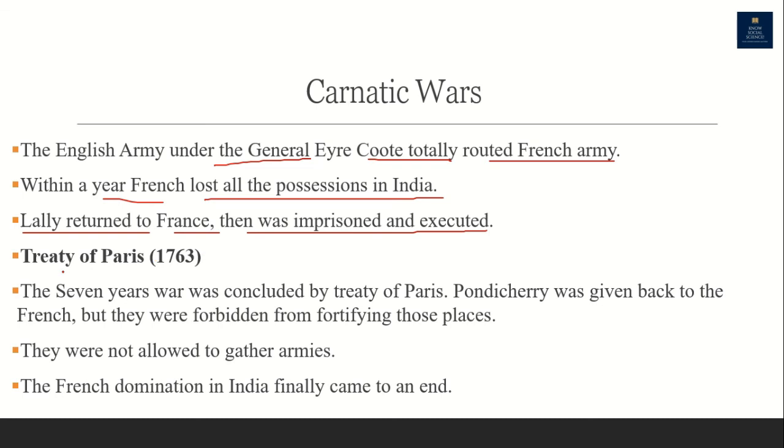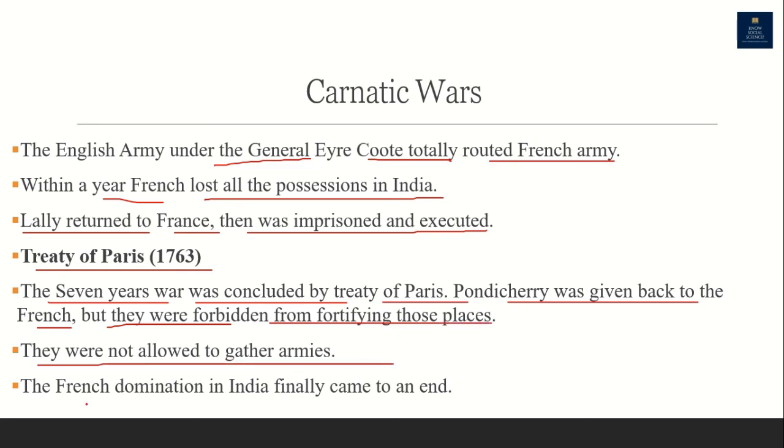This third Carnatic War came to an end by the Treaty of Paris in 1763. The Seven Years' War was concluded by the Treaty of Paris. Pondicherry was given back to the French, but they were forbidden from fortifying those places. They were not allowed to gather armies. The French dominance in India finally came to an end.